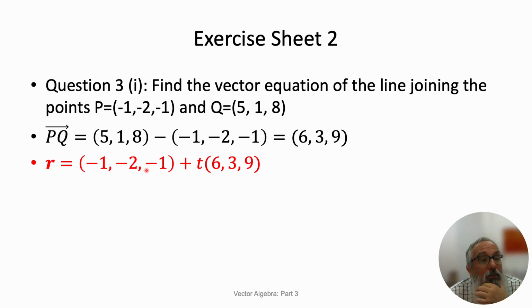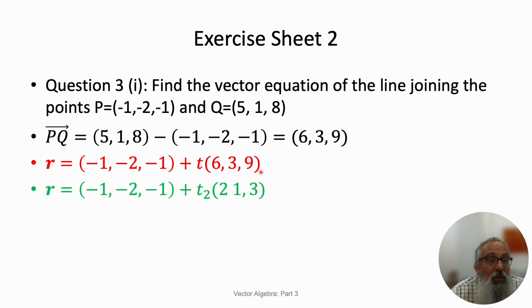Plus some multiplier, and we'll use t here, because we've used t quite a lot, times a vector in the line. So a vector in the line, (6, 3, 9). Now another vector in the line is (2, 1, 3). Why do we know that? Because it's a multiple, well, it's a fraction. Divide 6 by 3 is 2, 3 by 3 is 1, 9 by 3 is 3.